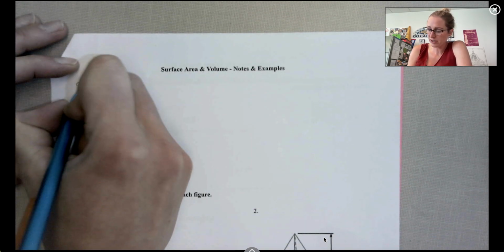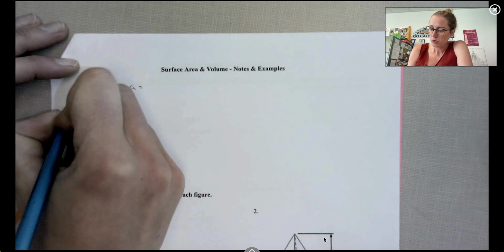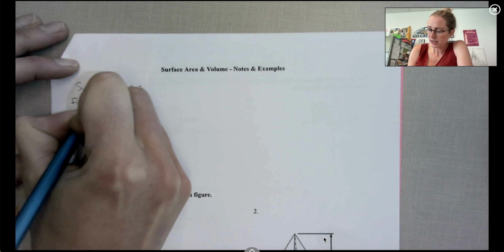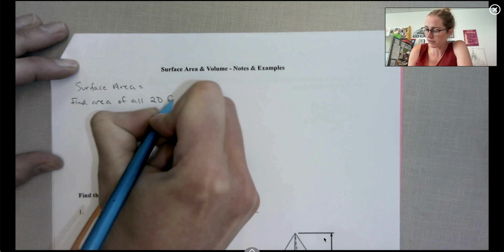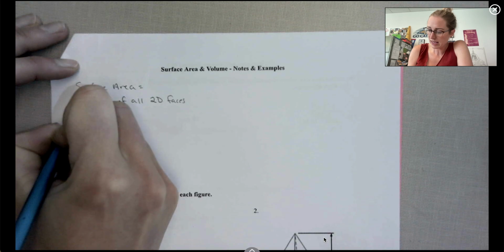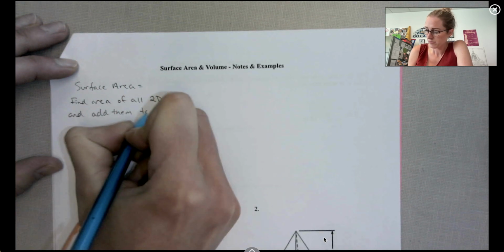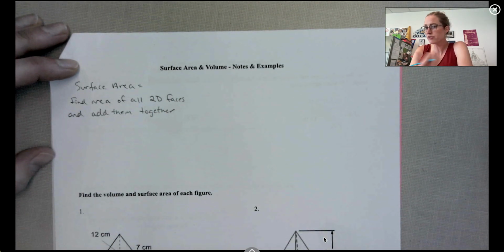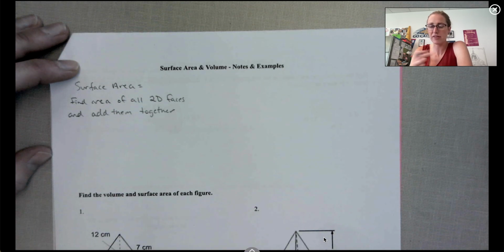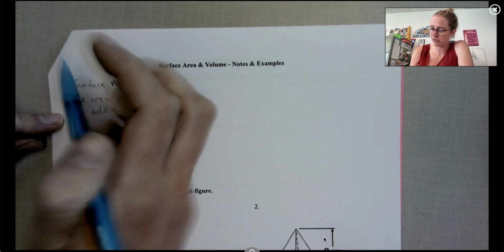So surface area, how we find that. We find the area of all 2D faces and add them together. Now, like if the faces of a pyramid are triangles, I just find the area of those triangles and add them together. Find the area of the bottom, add it together. Now, we do have a couple weird shapes that have some round surfaces.